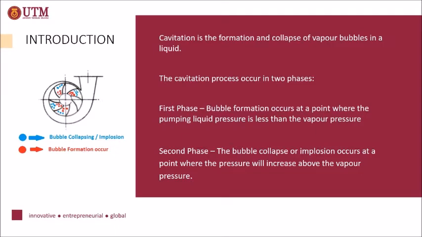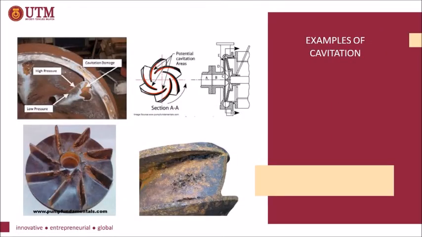What is cavitation? Cavitation is the formation and collapse of vapor bubbles in a liquid. The cavitation process occurs in two phases. First phase is bubble formation occurs at a point where the pumping liquid pressure is less than the vapor pressure. Second phase is the bubble collapse or implosion occurs at a point where the pressure will increase above the vapor pressure. Next, example of cavitation occurs in impeller blades of centrifugal pump.